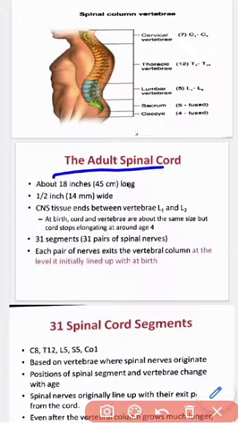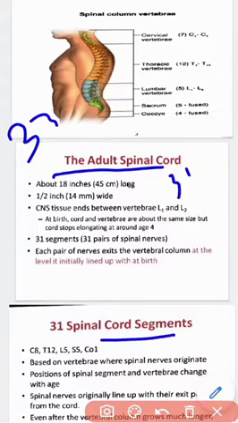First, we have 33 vertebrae, but only 31 pairs of spinal cord segments. We have 7 cervical vertebrae, 12 thoracic vertebrae, 5 lumbar, 5 sacral, and the coccyx. These make up the 33 vertebrae, but we have 31 pairs of spinal cord segments.